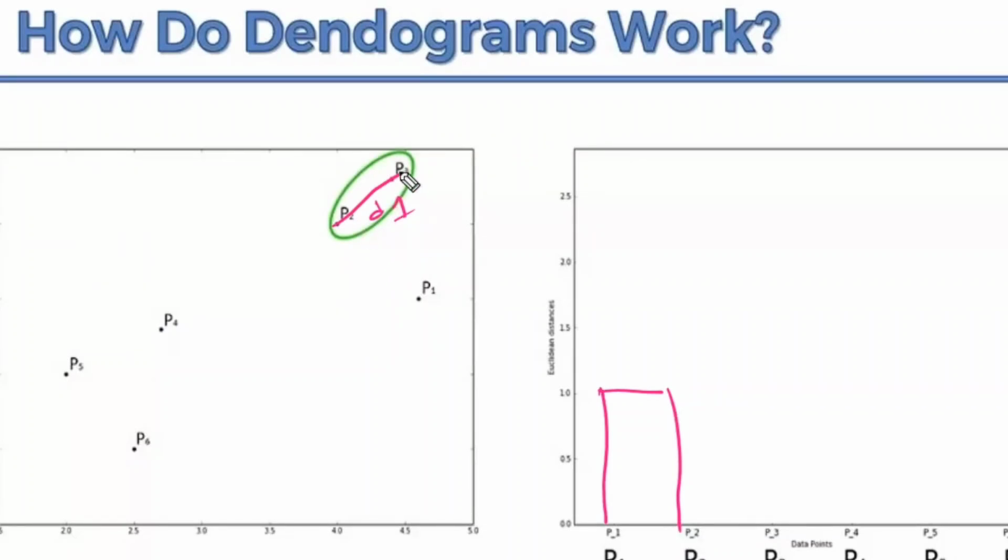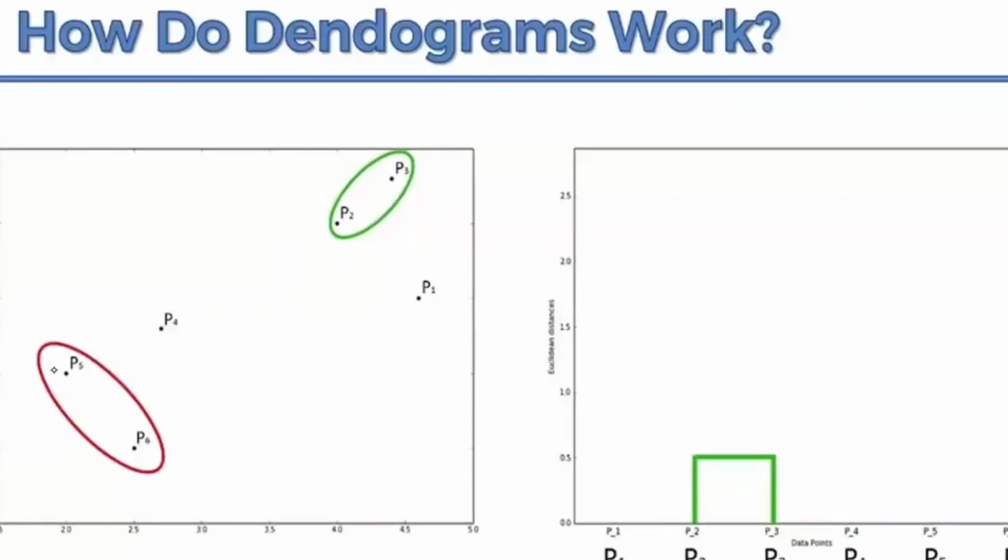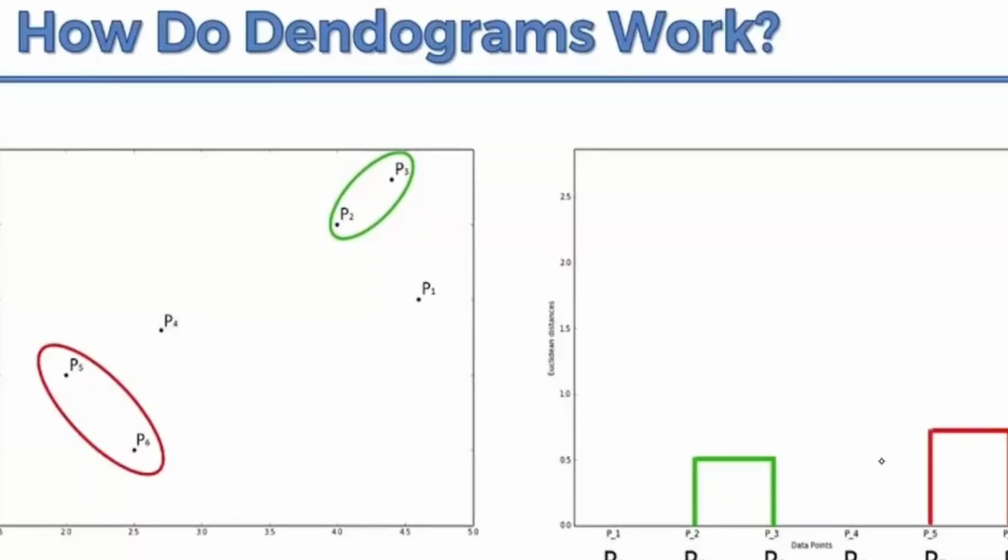Whatever the distance is, say the distance is 25, go up to a height of 25. Whatever distance you are having, you are going to take that on the y-axis. The y-axis is nothing but Euclidean distance. You are going to combine these two, that is P2 and P3. In this case, P2 and P3 are very close to each other, so I am going to combine these two. Similarly, here P5 and P6 are very close to each other, so I am going to combine these two.